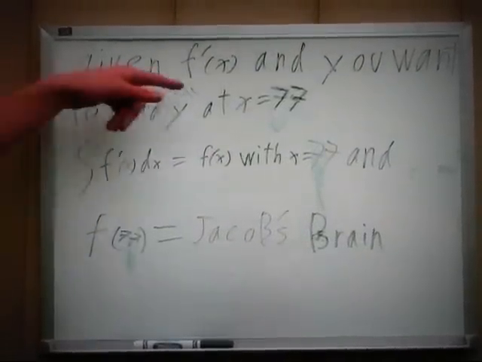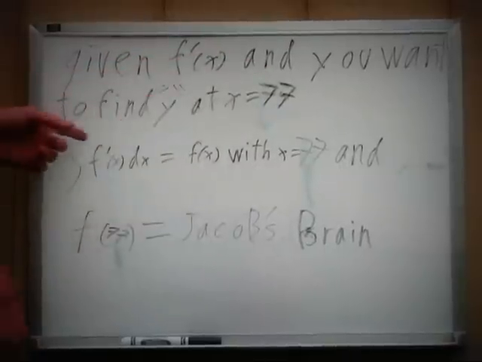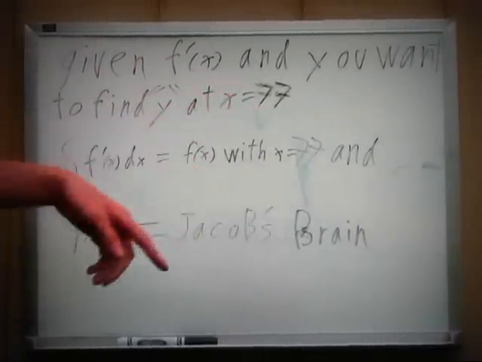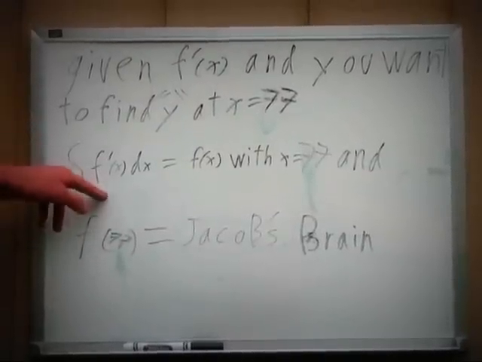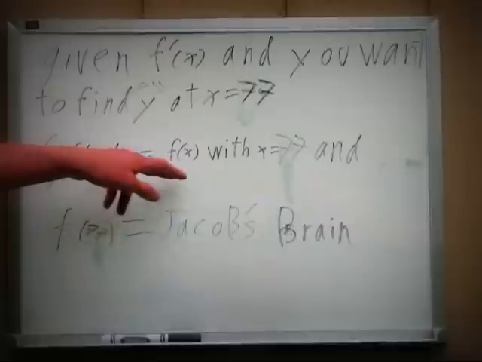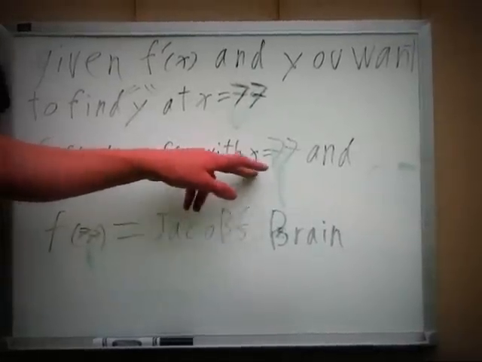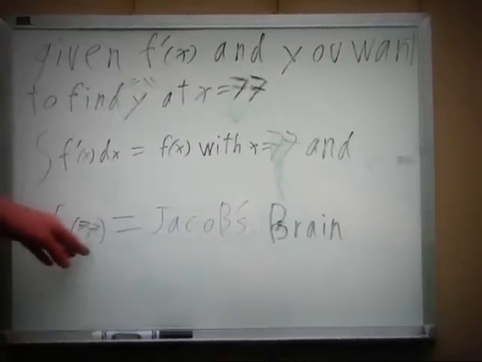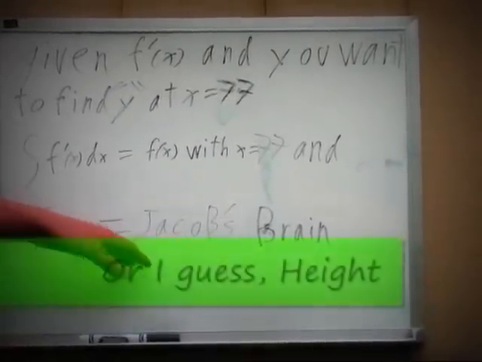This is one of the basic properties of the integral. Let's say that you're given the velocity and you want to find y at a given point, and let's say the given point is 77. So then you use the integral of the velocity times dx equals the position function. And with x equals 77, you have the position at the point 77, which just so happens to be Jacob's grade.